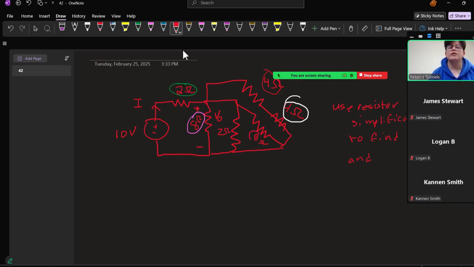Oh, that's the same. Let's see. That's brown. And this is some sort of yellow.